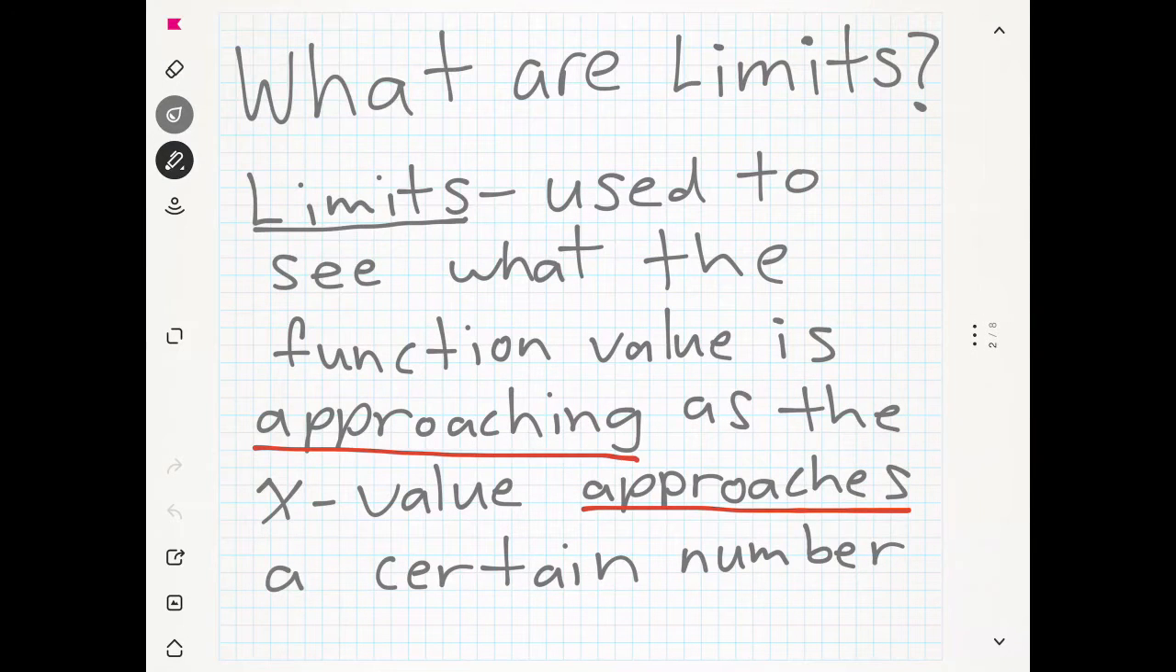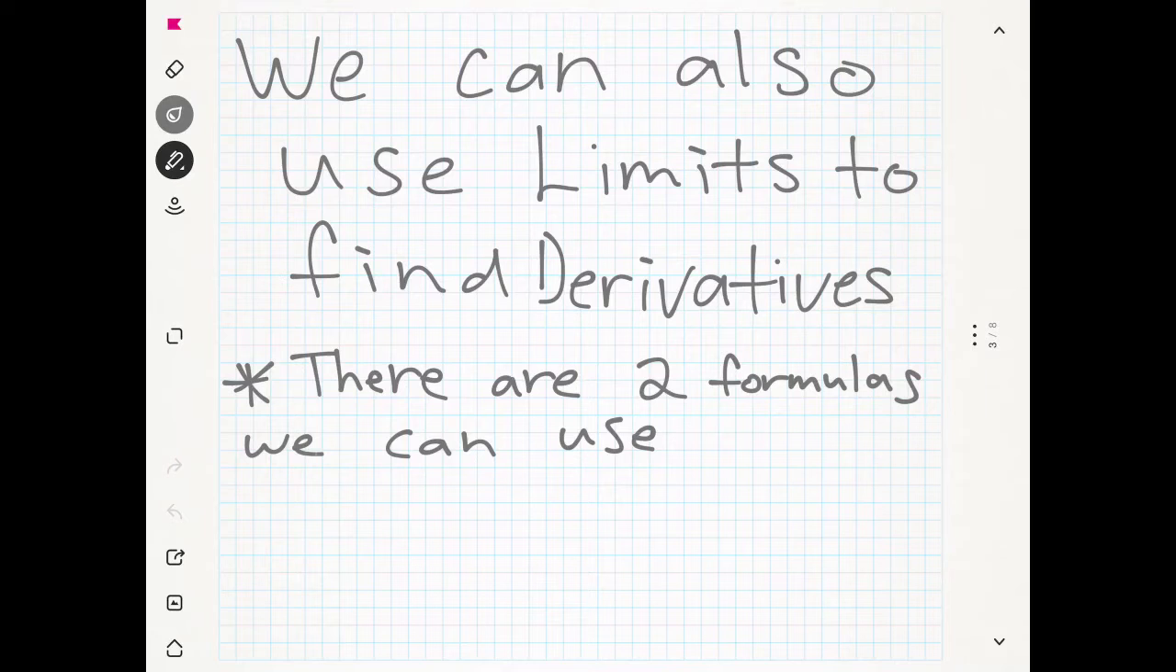So what are limits? Limits are used to see what the function value is approaching, and I underlined approaching because it's not what the function value is equal to, but what it's approaching as the x value approaches a certain number. All right, and that's basically it. If you guys want, I'm just going to draw a quick diagram for you to kind of explain what I'm on about.